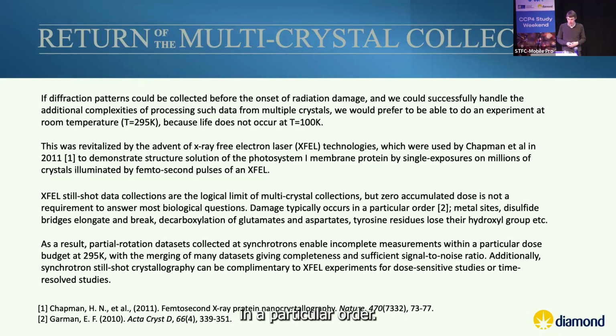Damage typically occurs in a particular order. So first you get metal site damage, then disulfide bridges elongate and break. You get decarboxylation of glutamates and aspartates, tyrosine residues lose the hydroxyl group, etc. So as a result of this, you can collect partial rotation data sets at a synchrotron. They give you incomplete measurements within a particular dose budget. Then you can combine many data sets together to give completeness and sufficient signal to noise ratio.